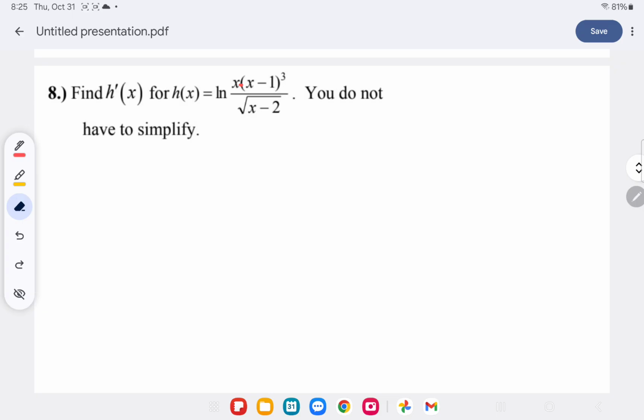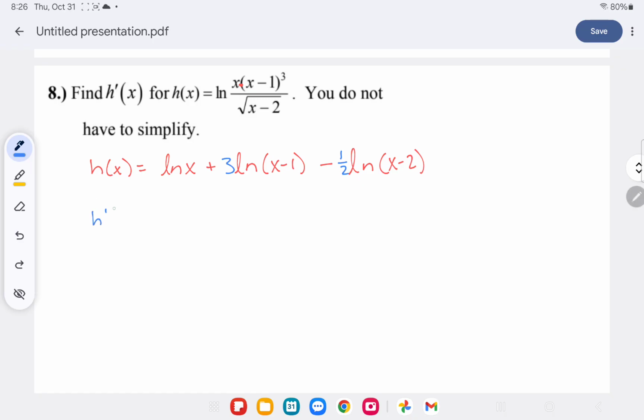I'm going to run out of room if I keep doing it there. Let me rewrite down here. So I'm expanding this. So I'm going to have ln of x plus ln of x minus 1 to the 3rd power minus ln of x minus 2 to the 1/2 power. And like I mentioned before, whenever we have exponents, we can rewrite these with those exponents in front. So this is 3 and this is 1/2. So that's just using properties of logs that we learned in Algebra 2.